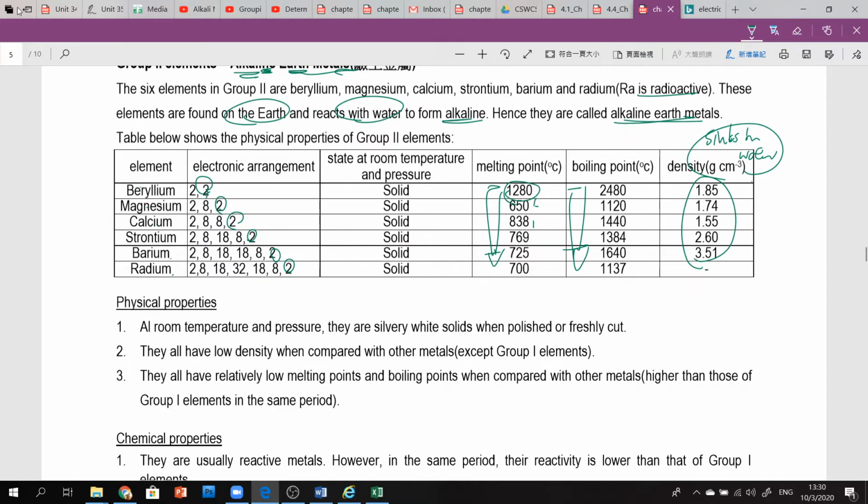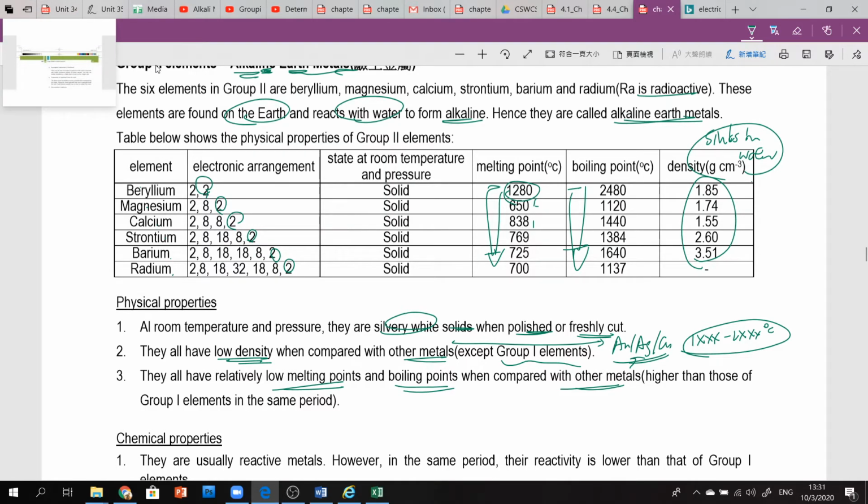At room temperature, group 2 elements are silvery white solids when polished or freshly cut. They have low density when you compare with other metals except group 1. It's higher than group 1, but compared with other metals like gold, silver, copper, it is rather low. They have low melting and boiling points compared with other metals, because for transition metal elements, the melting point is 1000 or even 2000 degrees Celsius. When you compare with this, it's just several hundreds. But of course, the melting point and boiling point are higher than those of group 1 metals, as said before.